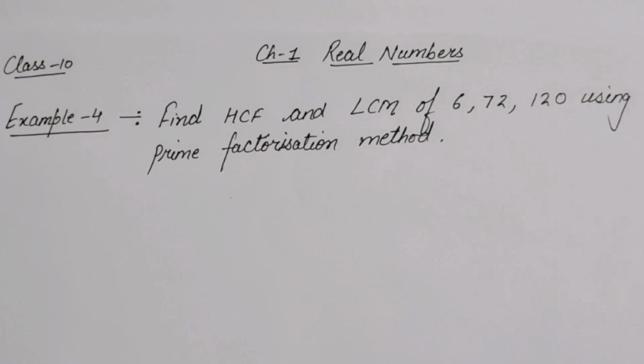Hello everyone. In this video we are going to do example number 4 of chapter number 1, Real Numbers, of class 10th. Example number 4 says you are going to find out HCF and LCM of 6, 72, 120 using the prime factorization method. We have already done example number 1, 2 and 3. Now we are going to do example number 4.